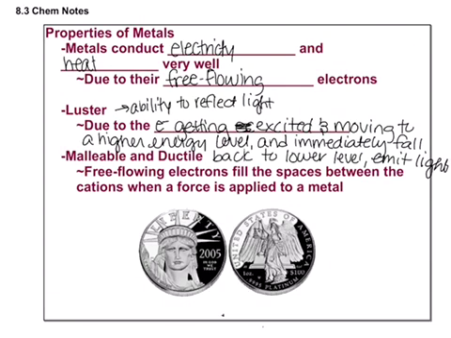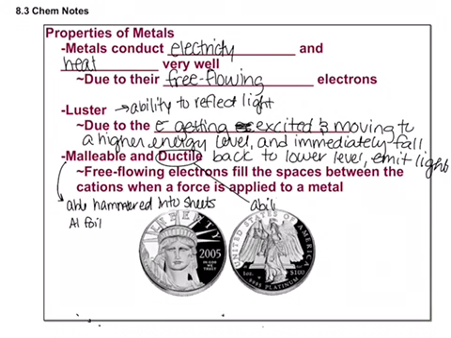Metals are malleable and ductile. Malleable means able to be hammered into sheets. So that would be like making aluminum foil, or pounding aluminum into a thin enough sheet to be molded into like a pop can. They're ductile, which is the ability to stretch into a wire.